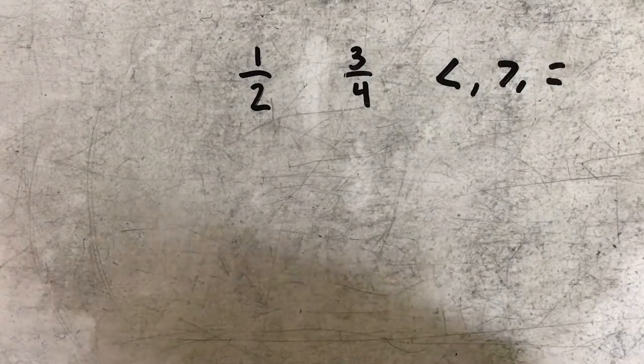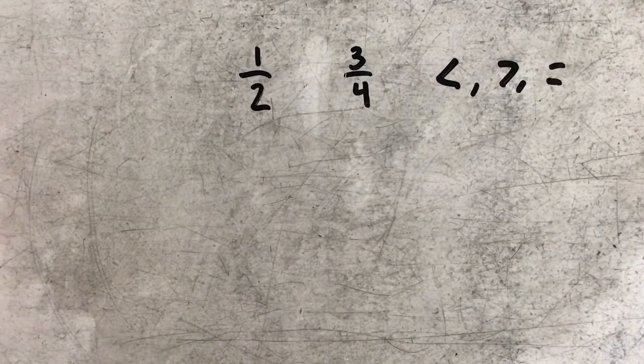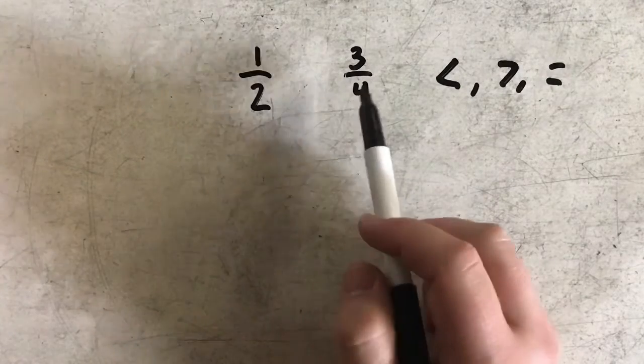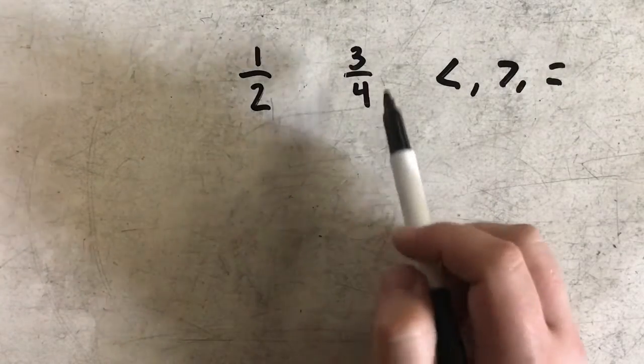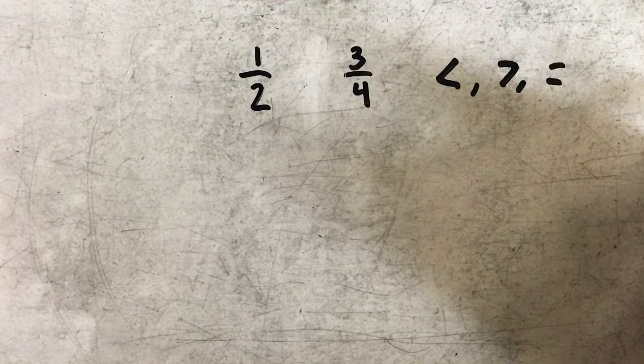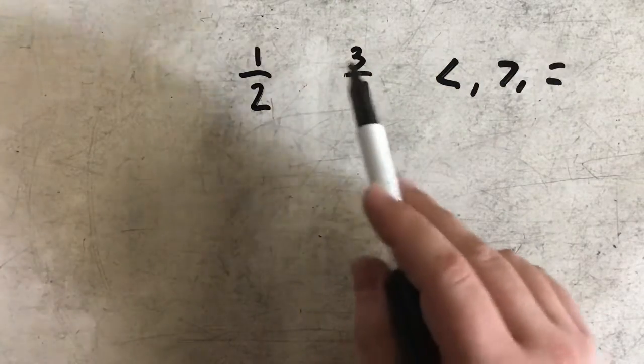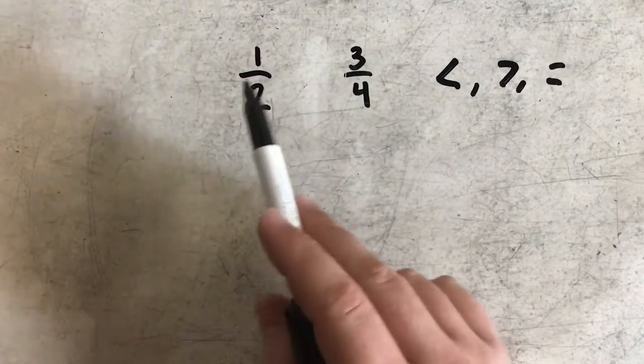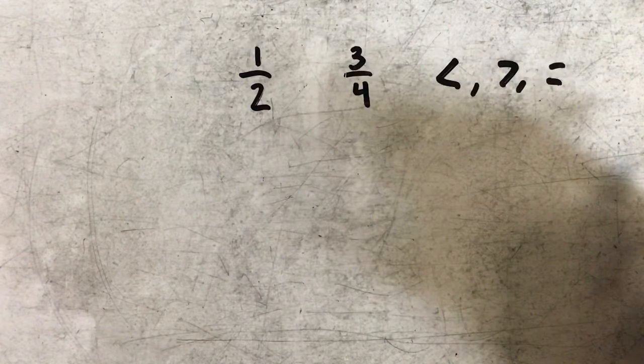Another way that we could do it is to find what's known as a common denominator. So right now, I have uncommon denominators. This is 2 and this is 4. And when I have uncommon denominators, I can't compare the size of the fraction because I'm dealing with two different sized pieces. Here I'm dealing with pieces that are cut into fourths, and here I'm dealing with pieces that were cut into halves. So I can't compare two different sized pieces.